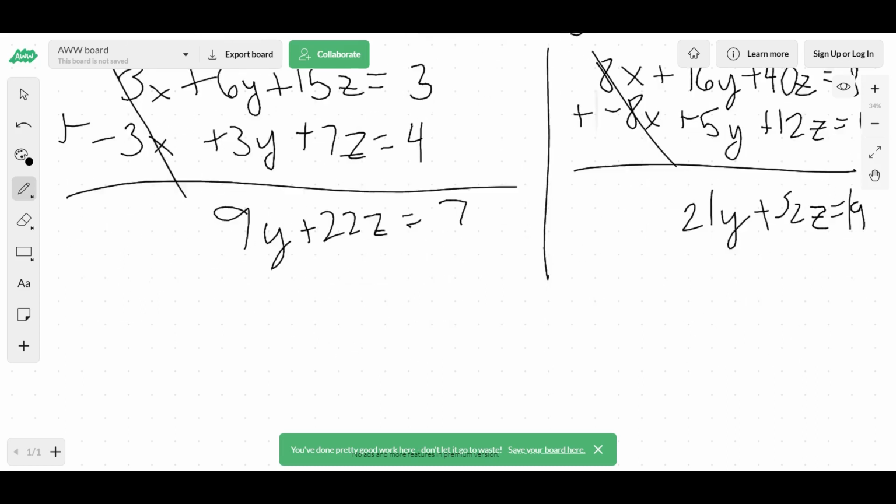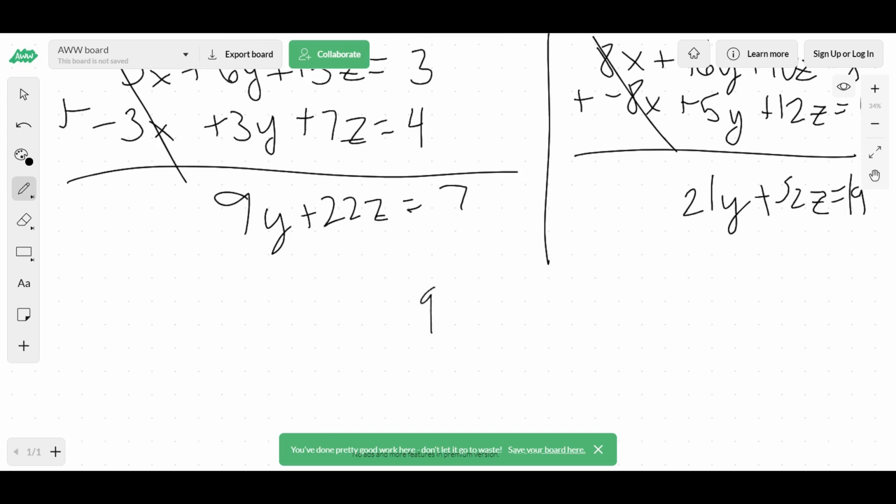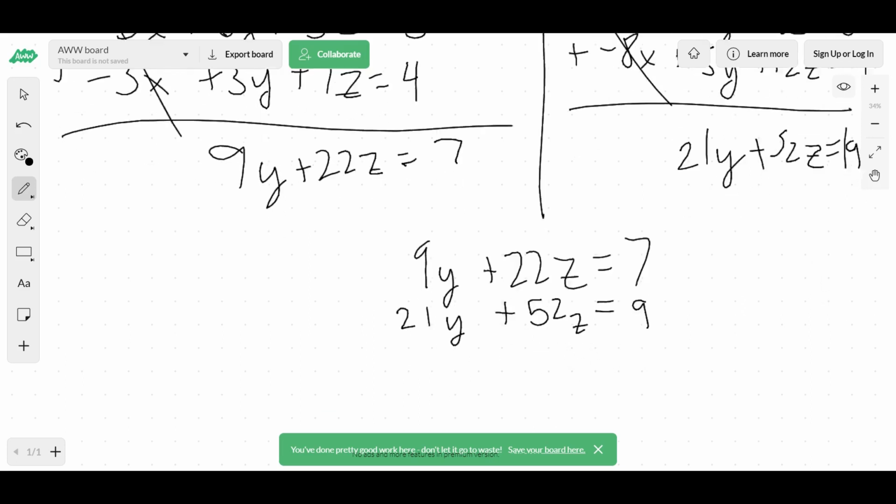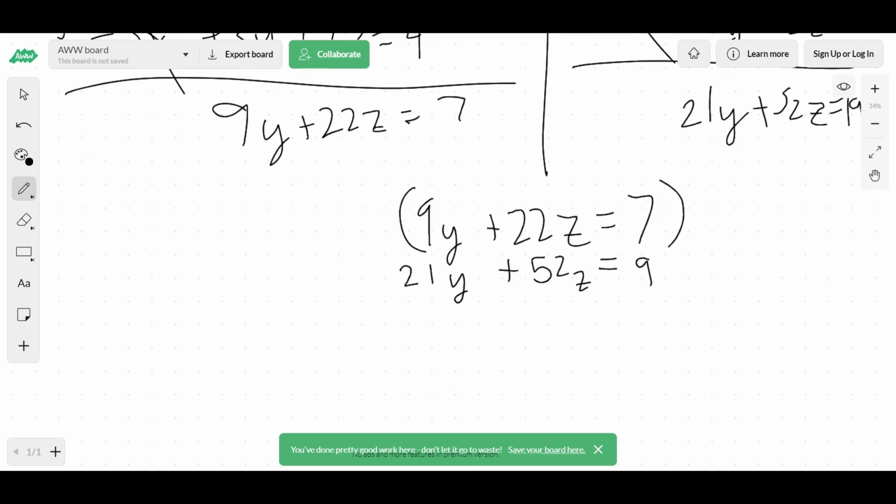And now we're going to combine these two things. So when I combine these two things, I'll have 9y plus 22z equals 7, and then 21y plus 52z equals 19. And then we have to use elimination again, so we're going to have to times this one by negative 21. We're going to have to times this one by 9. We add them together.